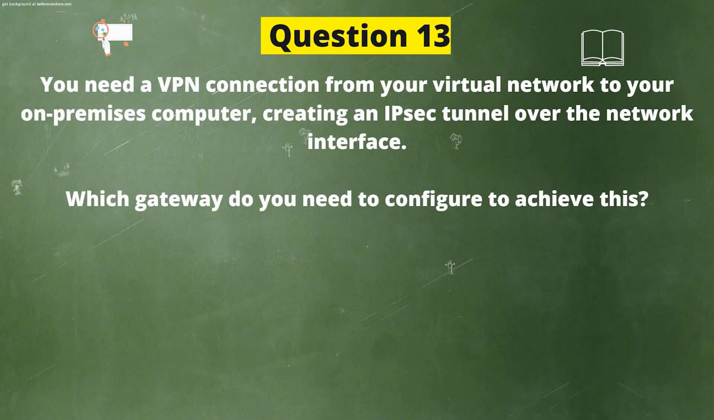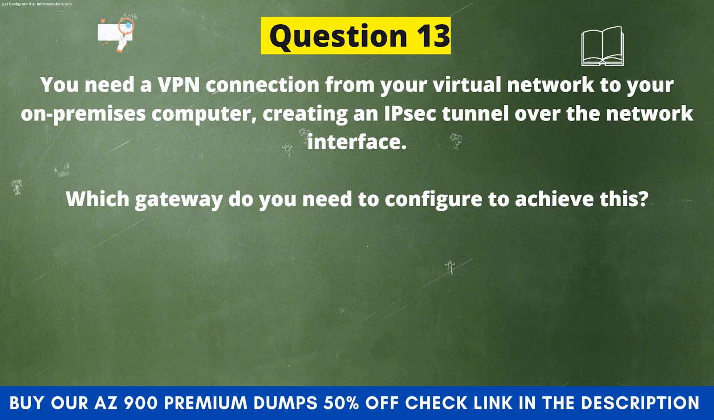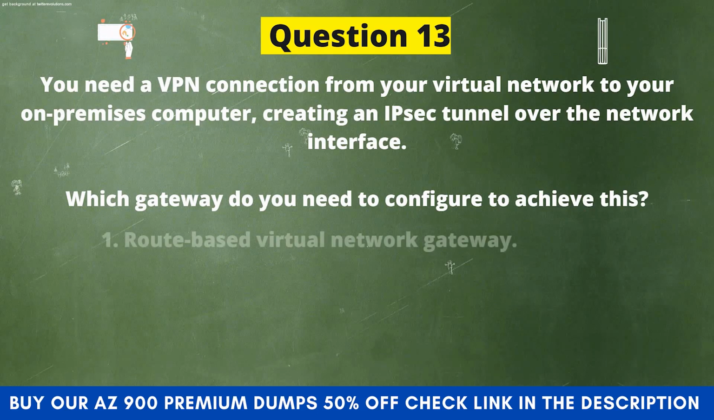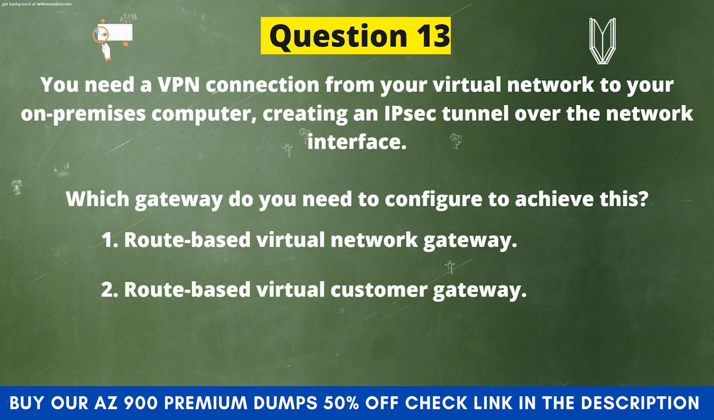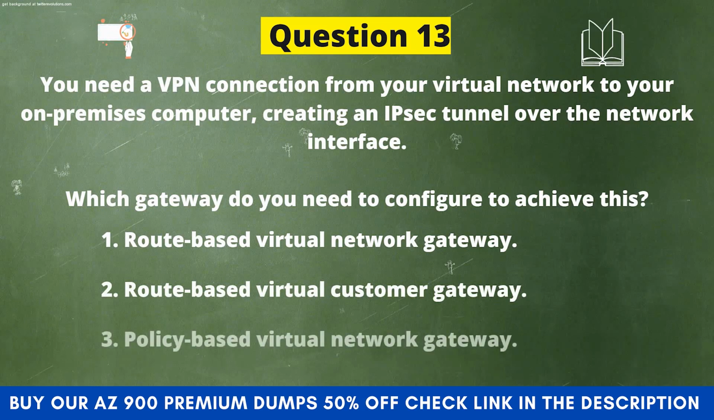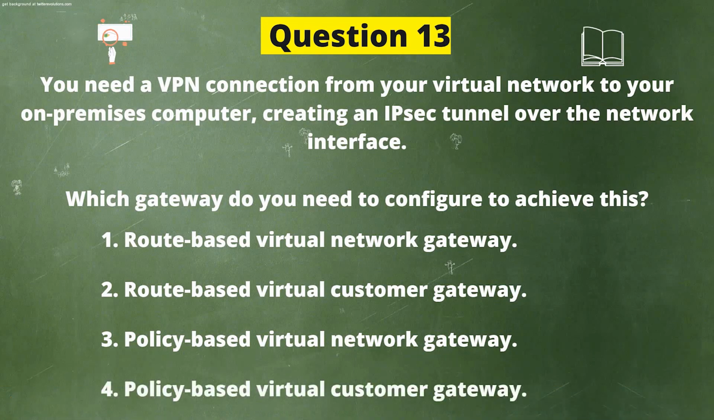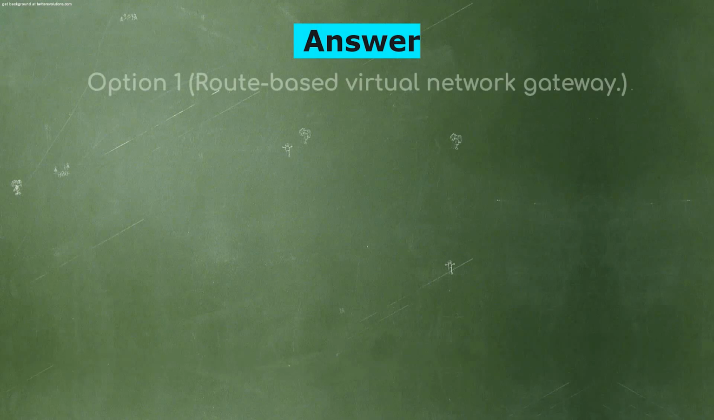Next question. You need a VPN connection from your virtual network to your on-premises computer, creating an IPsec tunnel over the network interface. Which gateway do you need to configure to achieve this? And the options are 1. Route-based virtual network gateway 2. Route-based virtual customer gateway 3. Policy-based virtual network gateway 4. Policy-based virtual customer gateway. And the correct answer is option 1.